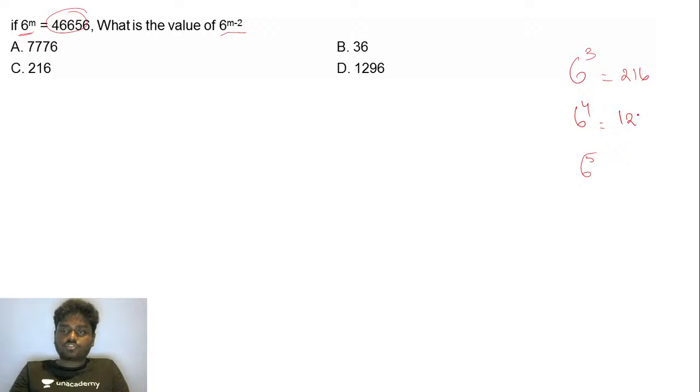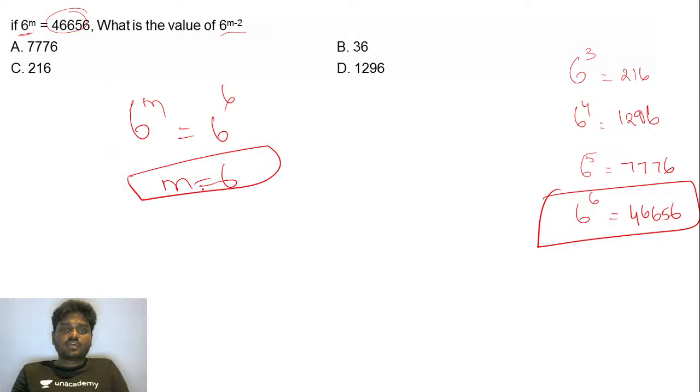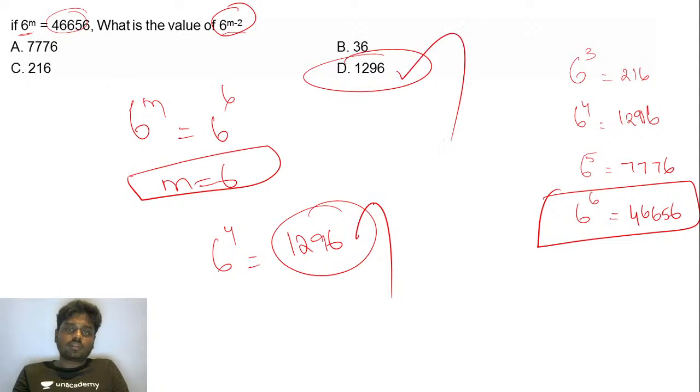So 6 power 4 is 1296. And 6 power 5 is 7,776. 6 power 6 will be 46,656. You have got the lead, that is 6 power m is equal to 6 power 6. The value of m is equal to 6. So they are asking you what is the value of 6 power m minus 2. So 6 power 4, it is 1296. Option D. That's it. Just kindly give me a thumbs up if you're clear with this, guys. Come on. Next question.